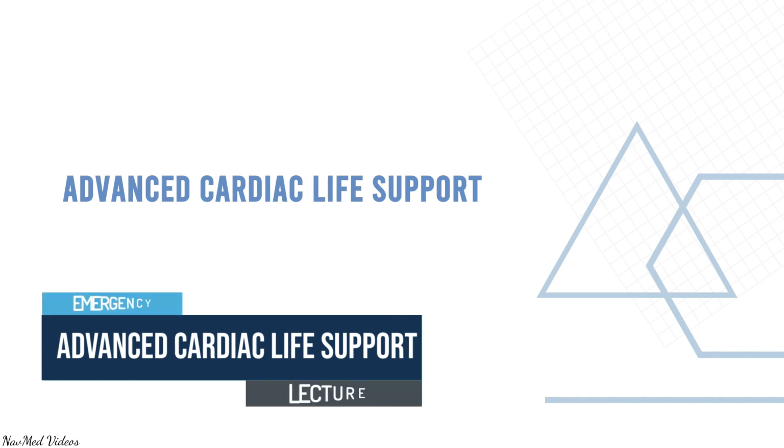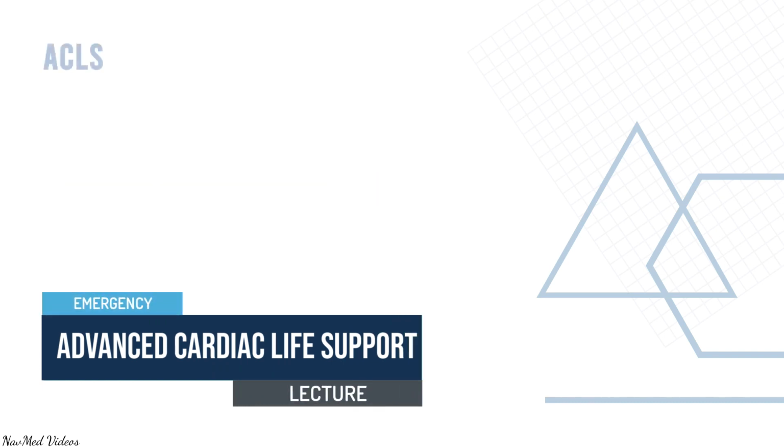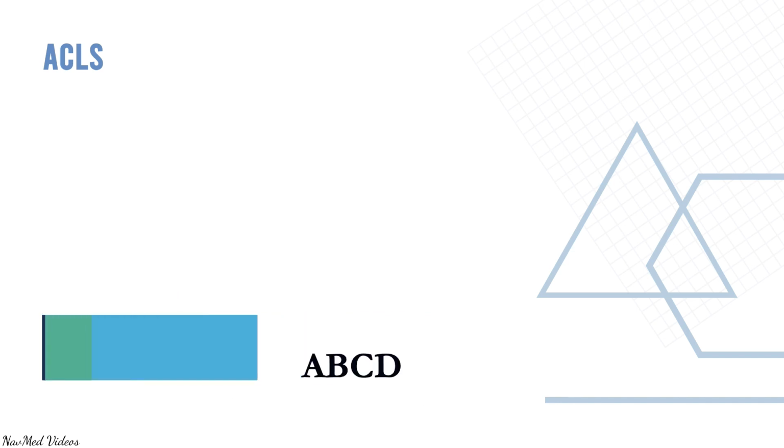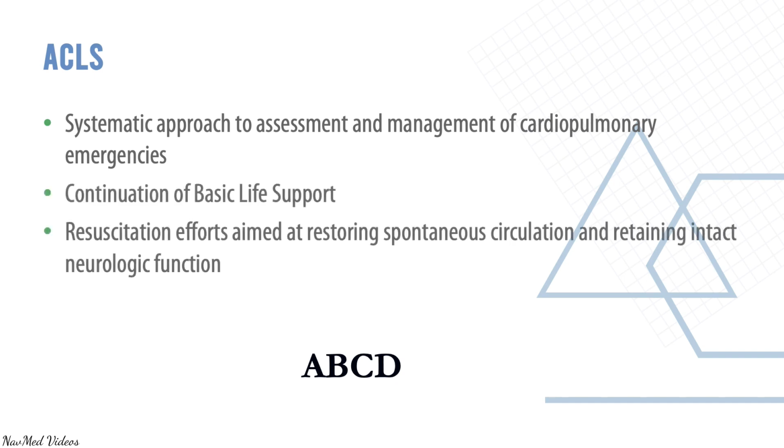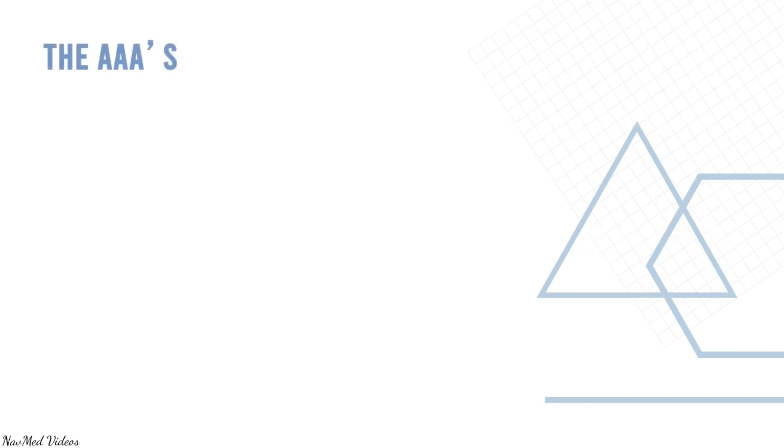Advanced cardiac life support. Okay, so A, B, C, D of advanced cardiac life support. So systematic approach and management of cardiopulmonary emergencies, especially continuation of basic life support. Okay, so what we need to do in advanced cardiac life support? What are the A's, B's, C's, D's, and what are the common conditions that patients present with? What are the ECG findings in these common conditions? How you manage them? Everything we're going to talk about.